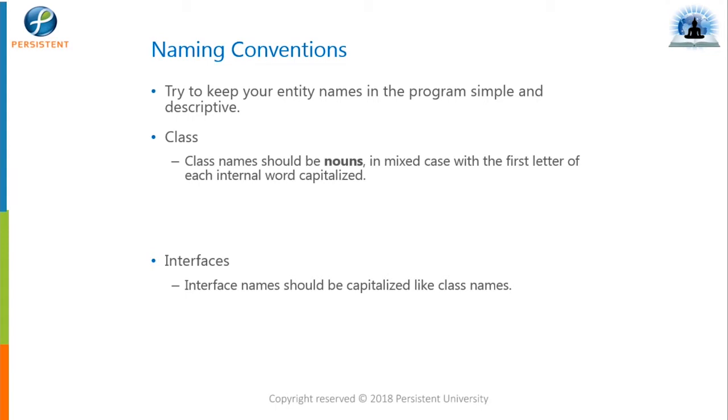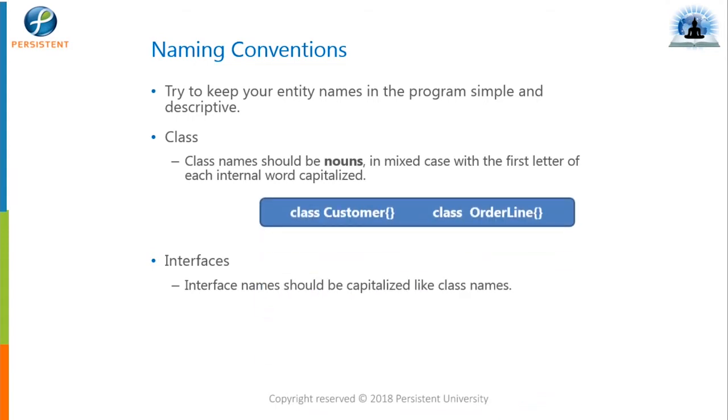The same thing applies for interfaces. We don't know interfaces yet, but an interface is much like a class. We'll talk about interfaces later. This is how we can create a class. If you see class Customer, this is a noun, right? So C is in capitals. Even in the case of interfaces, if you see interface Shape, S is in capitals.